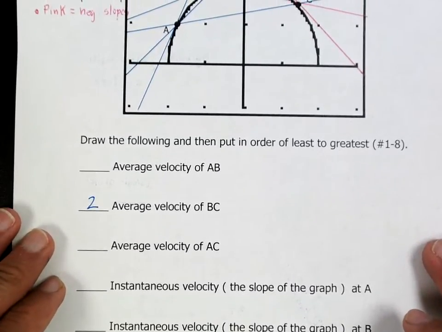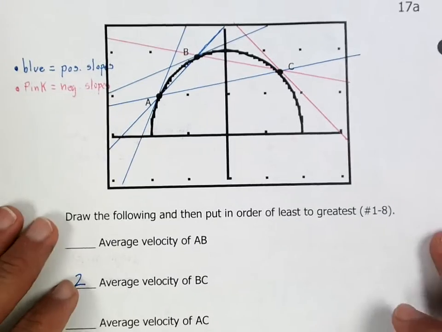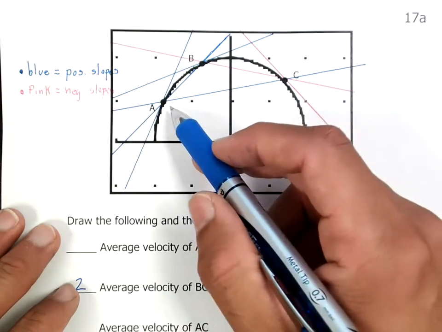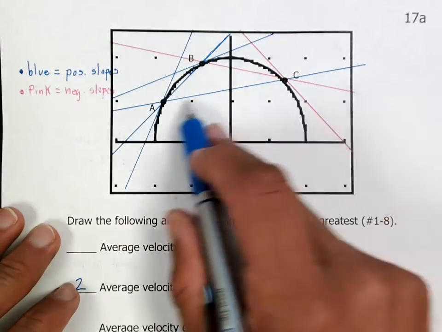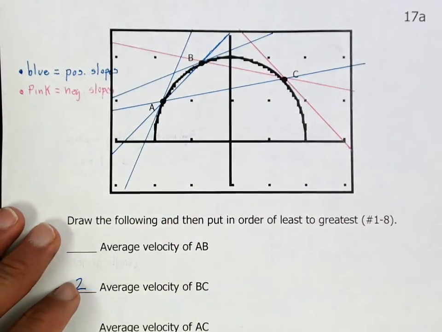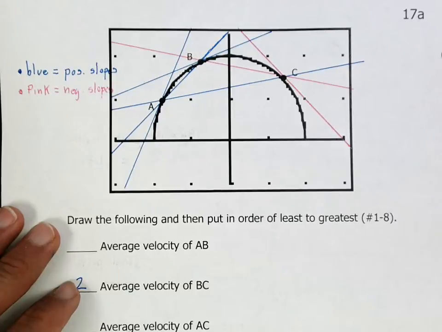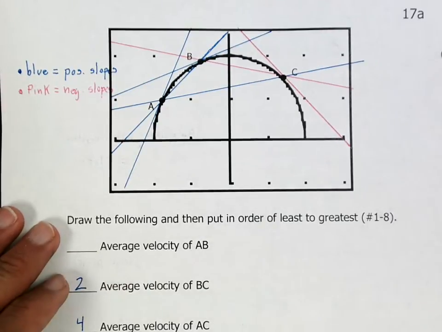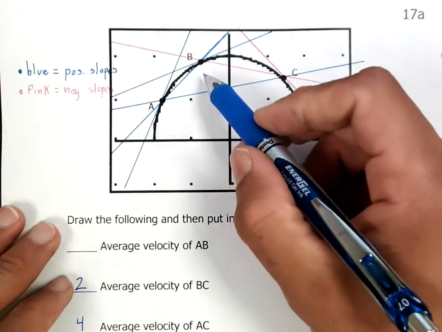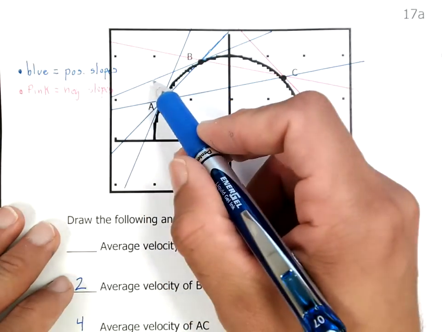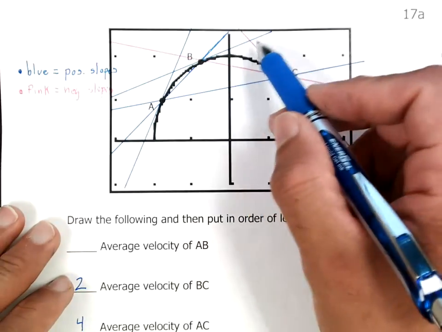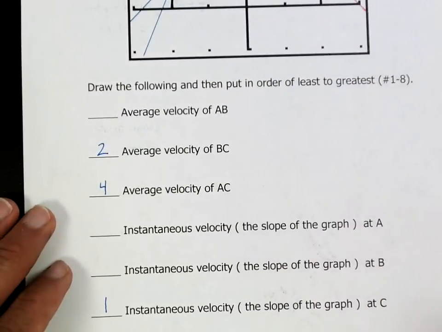Let's look at which one would be next. The next one, from least to greatest, I'm going to look at this one because it seems to have the least positive slope. So I'm going to go to AC as my next option. So this would be 4. The next one, notice that B, for example, has the least slope out of the ones I have left. So that would be number 5.